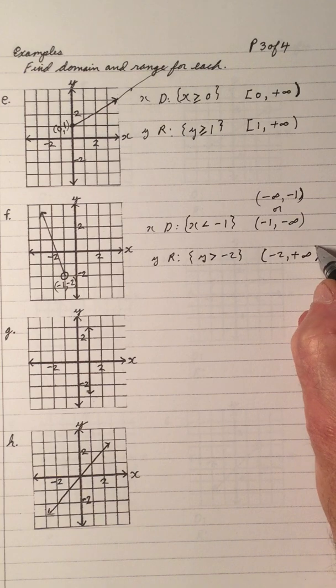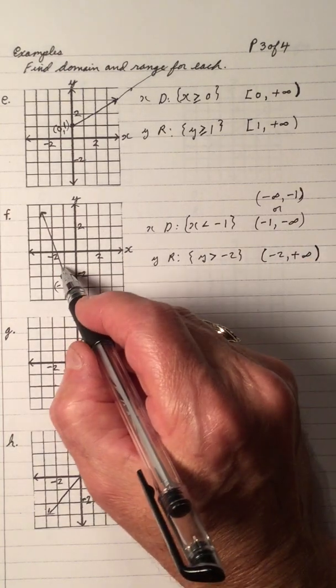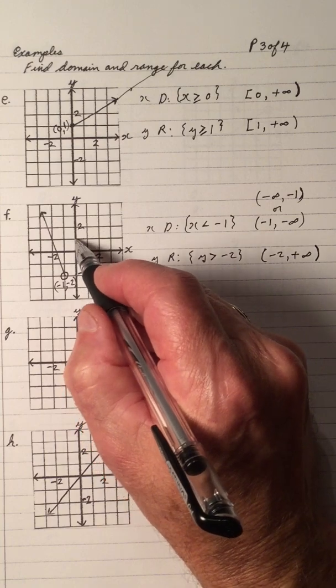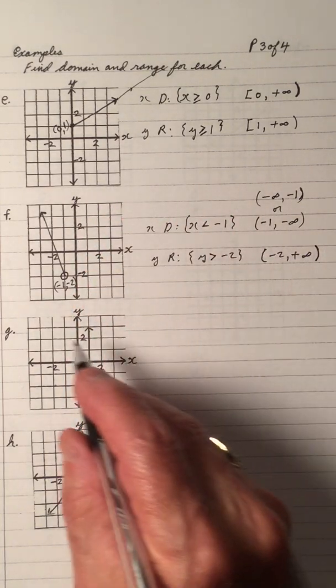Infinity is never closed, no square bracket. It's a curved bracket that goes on infinity, to show that it's always open. Again, the y values are going up. Notice -2, -1, 0, 1, 2, 3, etc., etc. So that y is going to infinity.